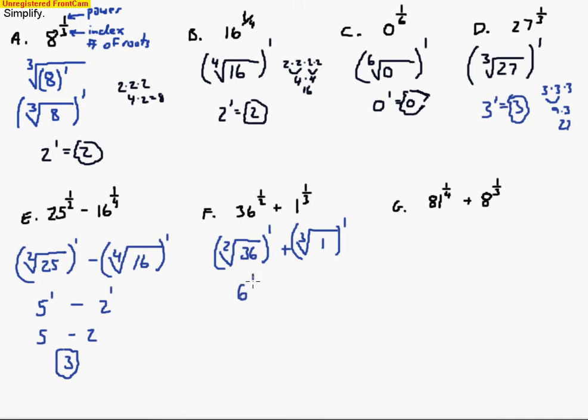Well, the 2 numbers that multiply to make 36, again, try even numbers. That's 6. 6 to the first power is 6. Over here, 3 numbers that multiply to make 1. 1 times 1 times 1 makes 1. And 1 to the first power is 1. Add those numbers together, and you get 7.